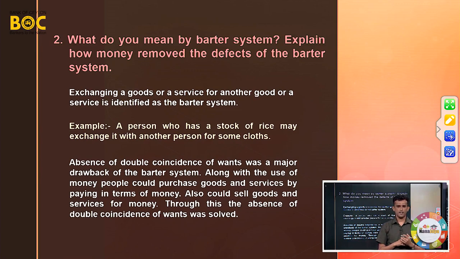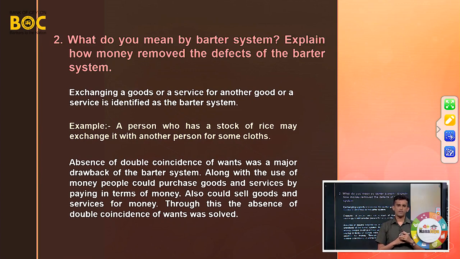The other way around, anyone who produces a good or a service can sell that respective good or service for some monetary consideration. So in that case, when money is in use, we don't need to identify any mutual agreement between the wants of the parties. So we say that the problem of the absence of double coincidence of wants was solved through the use of money. That was actually the major drawback people faced during the barter system.